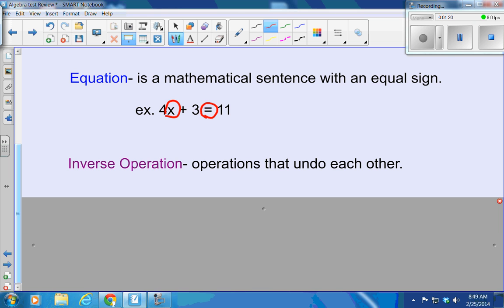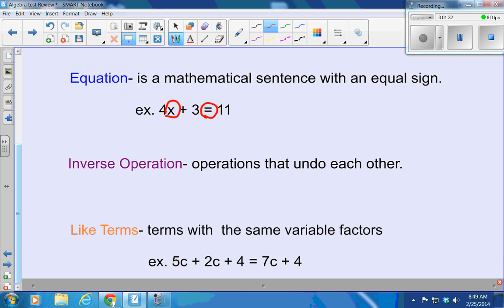Inverse operations, I'll be talking about this at the very beginning. The inverse operation is how you undo something. It's how you get a number or a set of numbers to the other side of your algebraic equation. And finally, like terms. You can combine like terms. So for example, in this problem right here, I have a 5c plus a 2c. I can combine those, giving me 7c, and I cannot combine the 4 because it does not have a variable. That's a very quick vocab review on what you need to know.